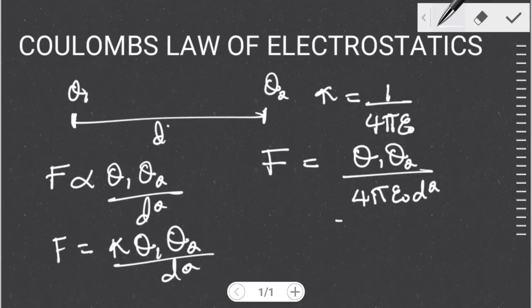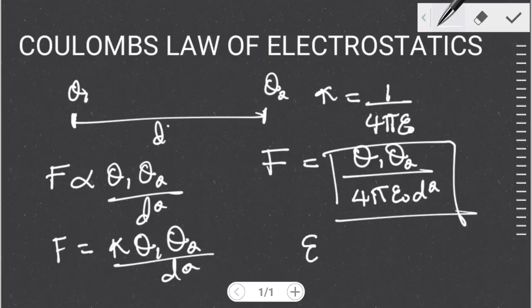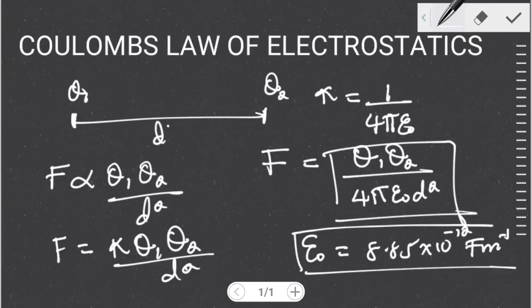In this case, epsilon naught would be equal to 8.85 times 10 to the power negative 12 farad per meter. And this is the permittivity in air, which is what we use here.